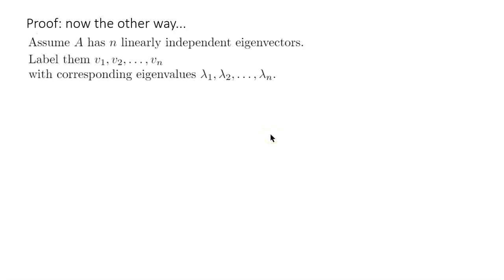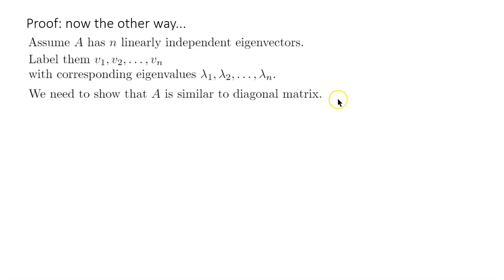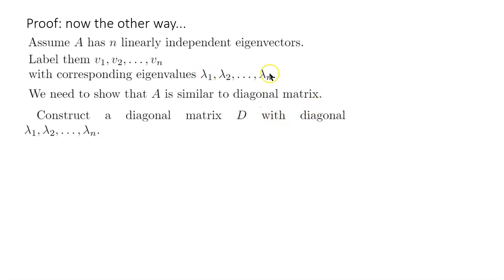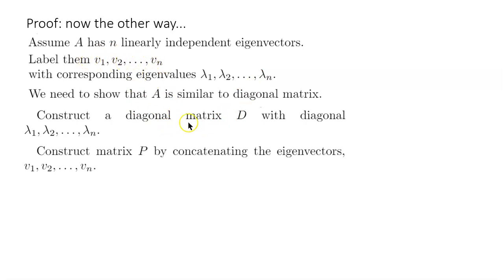Okay, that's what I just said. So let's go the other way. Assume A has n linearly independent eigenvectors. Well, guess what we're going to do? We're going to label them v1, v2, up to vn, and we're going to label the corresponding eigenvalues lambda 1, lambda 2, through lambda n. So we're going to show that A is similar to a diagonal matrix. Well, D is the diagonal with the lambdas on it, and P is the matrix with the v's as columns. And, sorry, cat ran in the way. So we can see that AP equals PD. We're done.